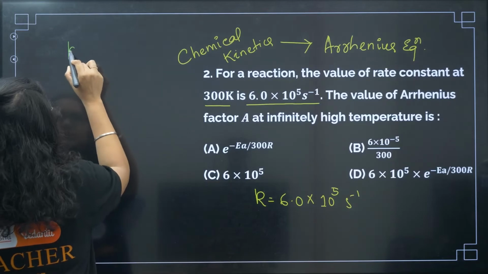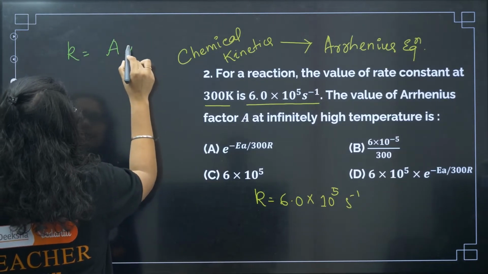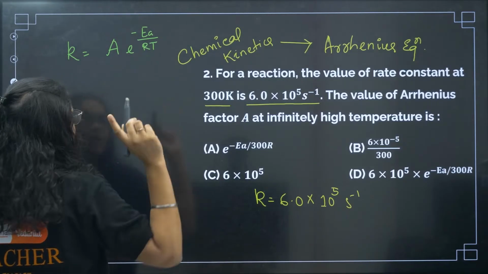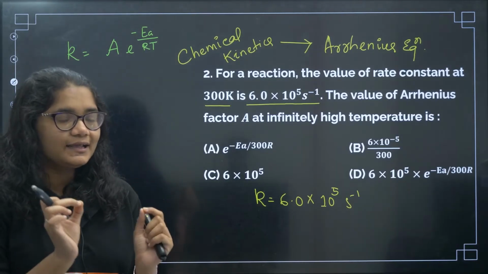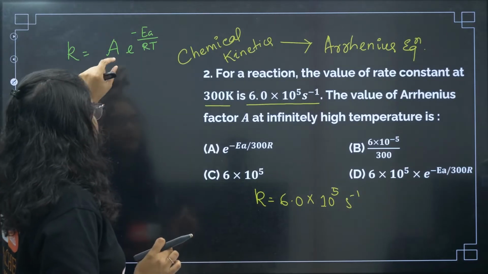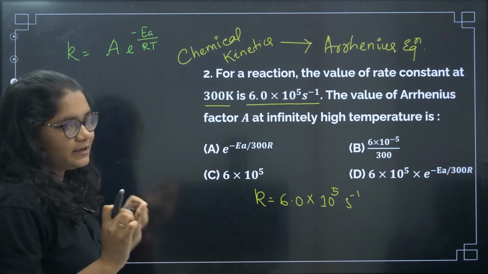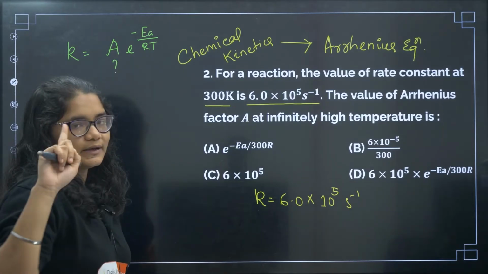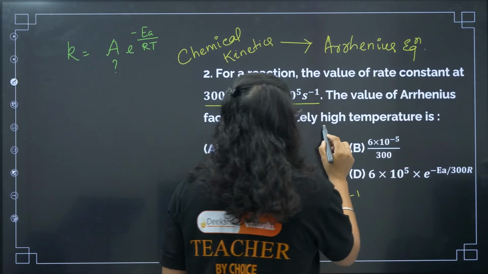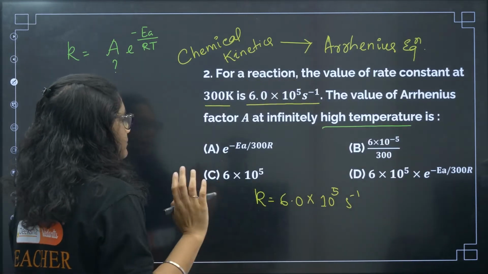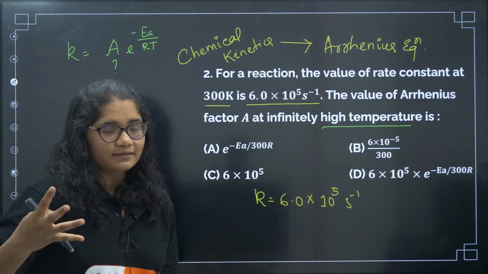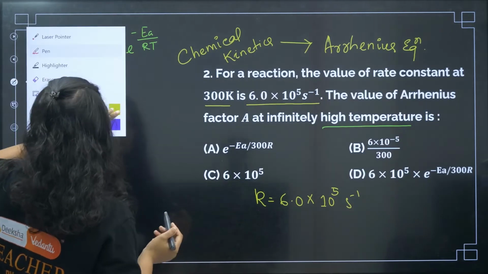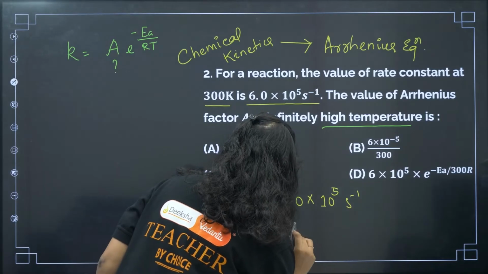Arrhenius equation is K equal to A into e to the power of minus EA, that is activation energy, by RT, where R is the gas constant, T is the temperature, A is the pre-exponential factor, and K is the rate constant. Now the question is asking what is the value of Arrhenius factor. So the question is asked for A when the temperature is very high, right? So if the temperature is infinitely high, that means I can put T as infinity. So what I have got here, another data point from the question, that is T is equal to infinity.